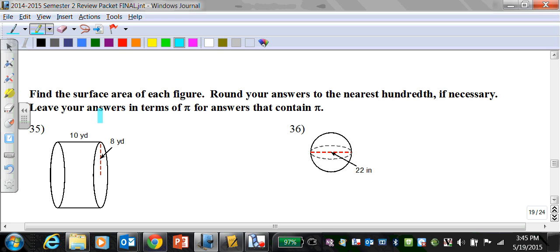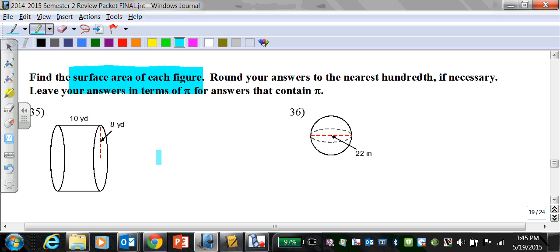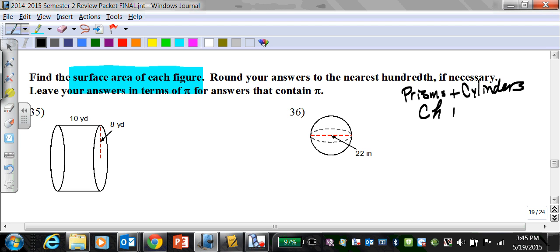Okay, so this one, it says find surface area. So now we're doing surface area of each figure. Round your answer to the nearest tenth. So let's recap what surface area is. For prisms and cylinders, surface area is circumference times the height plus the area of two bases.